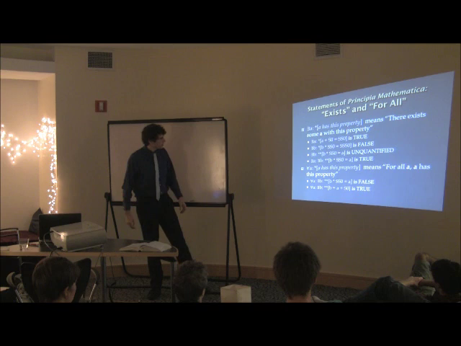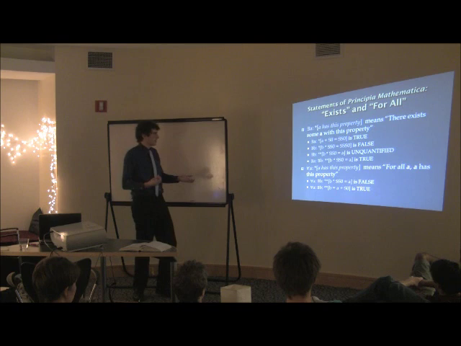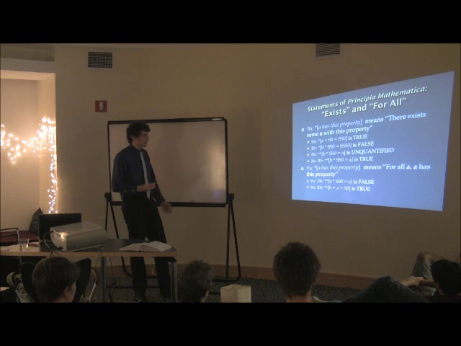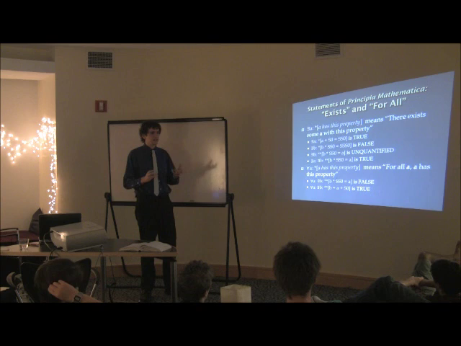All right, so we have: there exists an A such that A plus 1 equals 2. That's true because A can be 1, and that's pretty simple. Or there exists a B such that B times 2 is 3. That's false because B has to be an integer. We're only considering integers, so there really doesn't exist anything that we can multiply by 2 to make it 3.